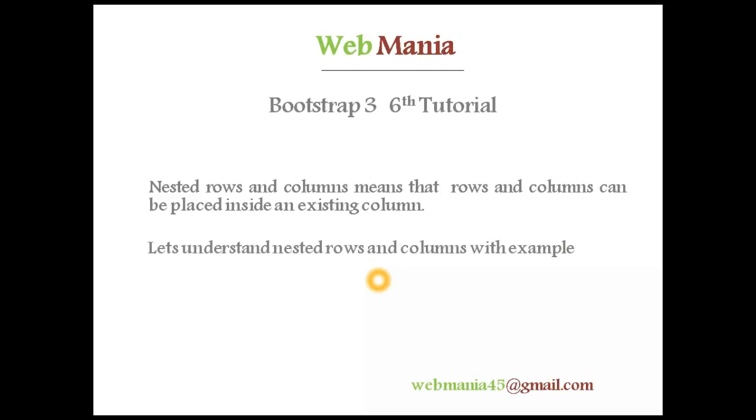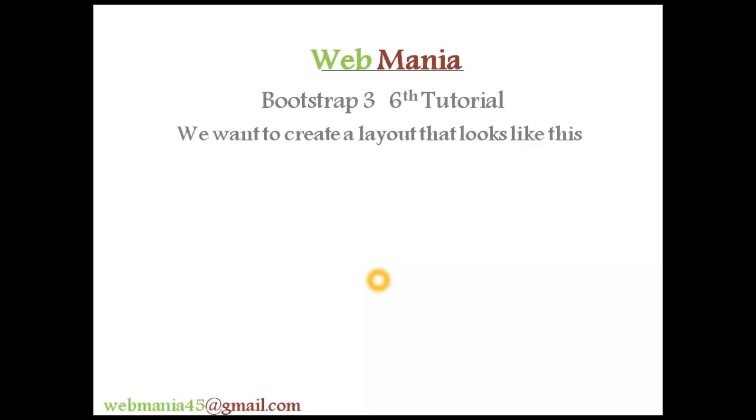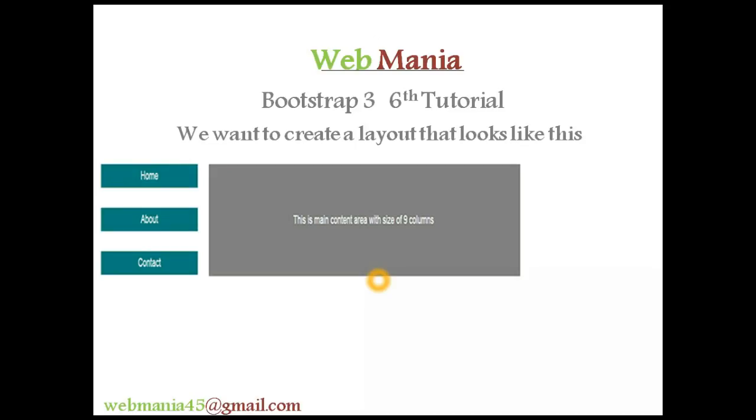Let's understand nested rows and columns with an example. We want to create a layout that looks like this. Within our layout, we just want a single row, and within that single row, we want 3 columns. It's very easy to achieve this layout by using nested rows and columns. Here is the required HTML for that.